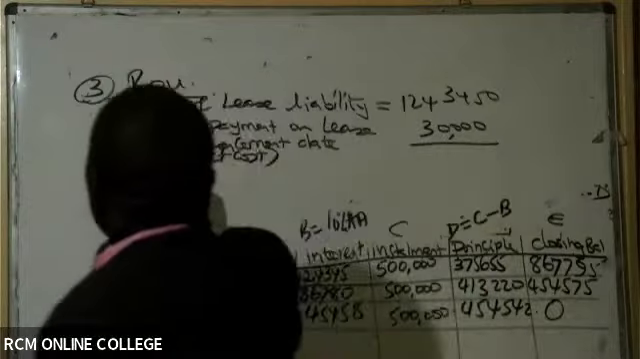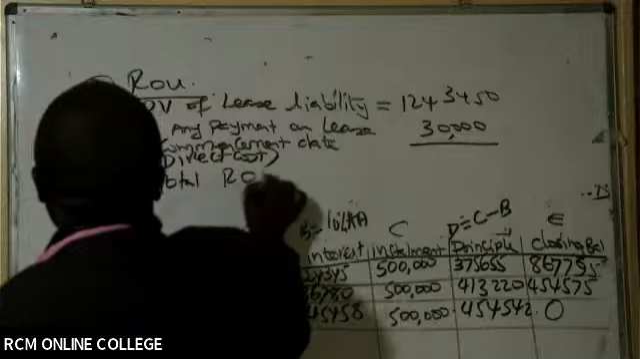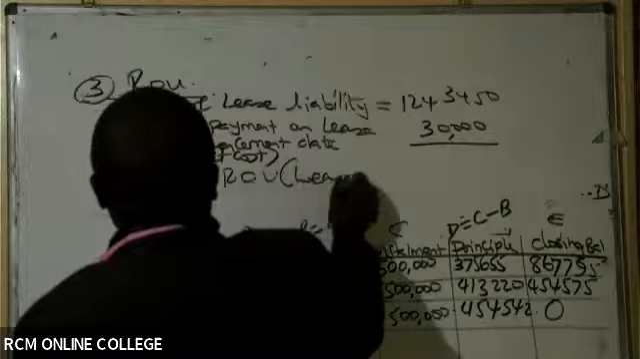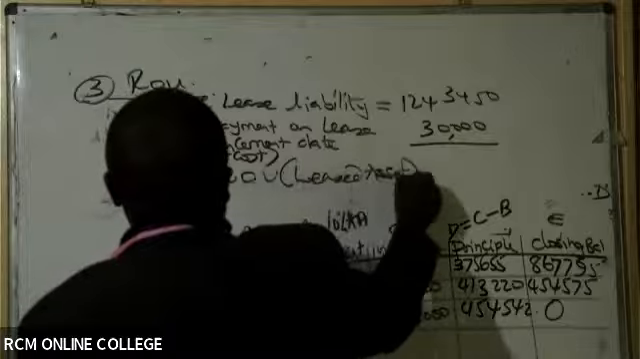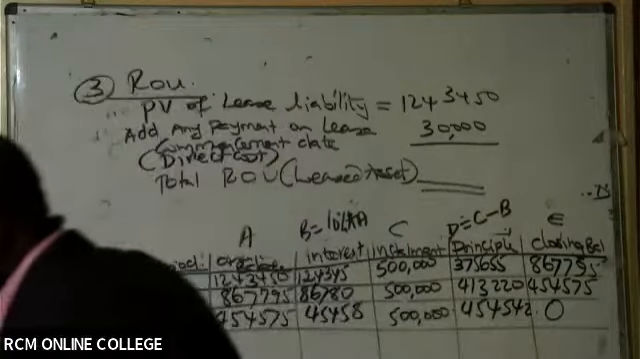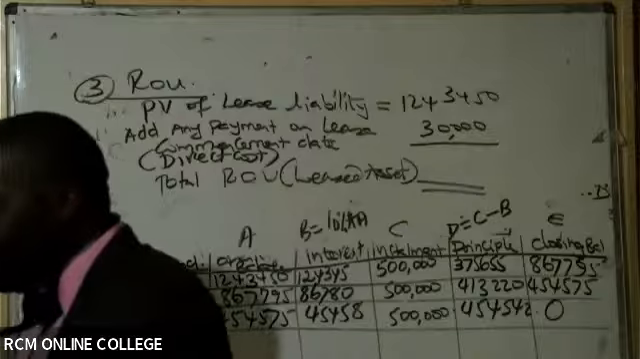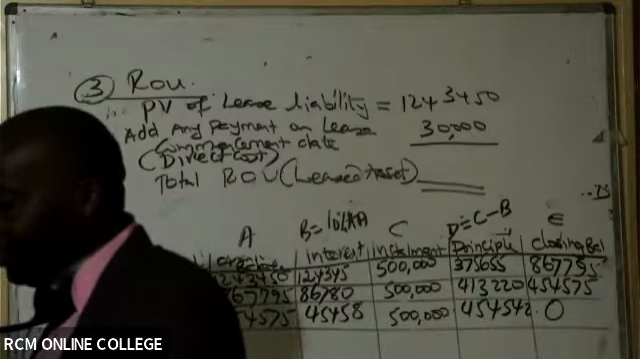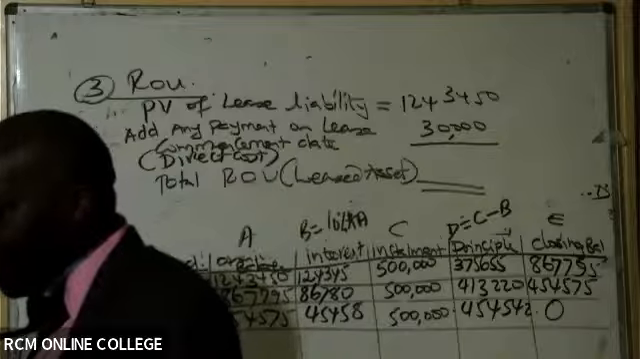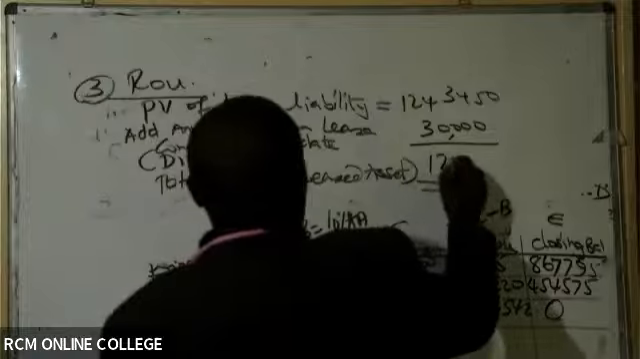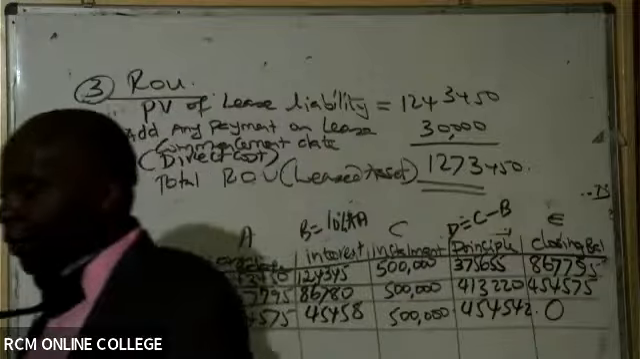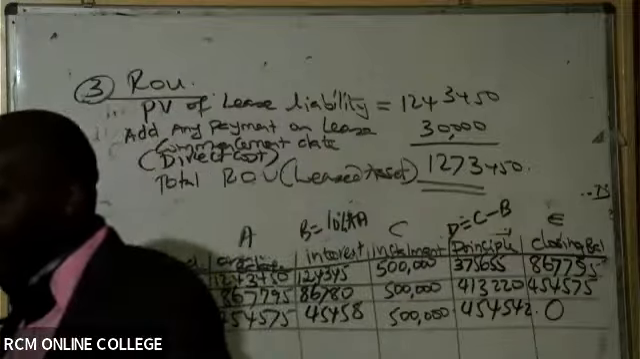So they come and they give us the total. So this total becomes our right of use, which basically will be the leased asset. So is there somebody who is able to give us this figure very fast here? It will be 127,450. Thank you very much. Yeah, 127,3450. Thank you so much.